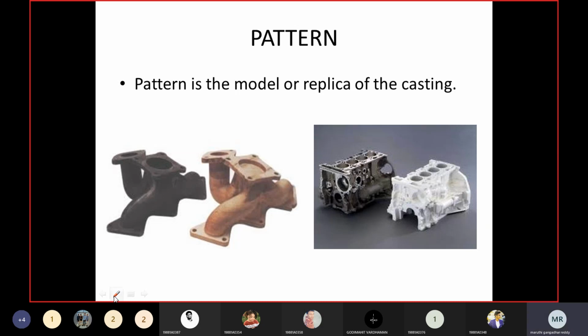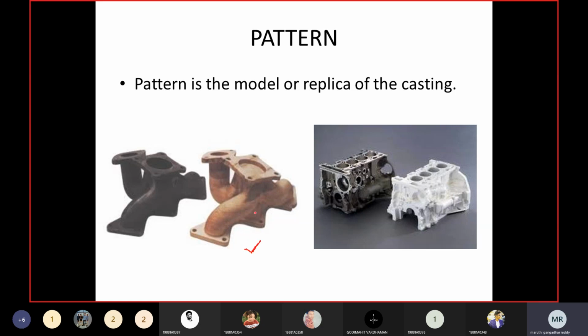Okay. So, good morning, dear students. Today we will discuss pattern as well as the dimensions of the pattern. First of all, in this particular slide, you can observe a pattern, which is called a model or replica of the casting. In these two figures, for example in the first photograph, this is called a pattern.